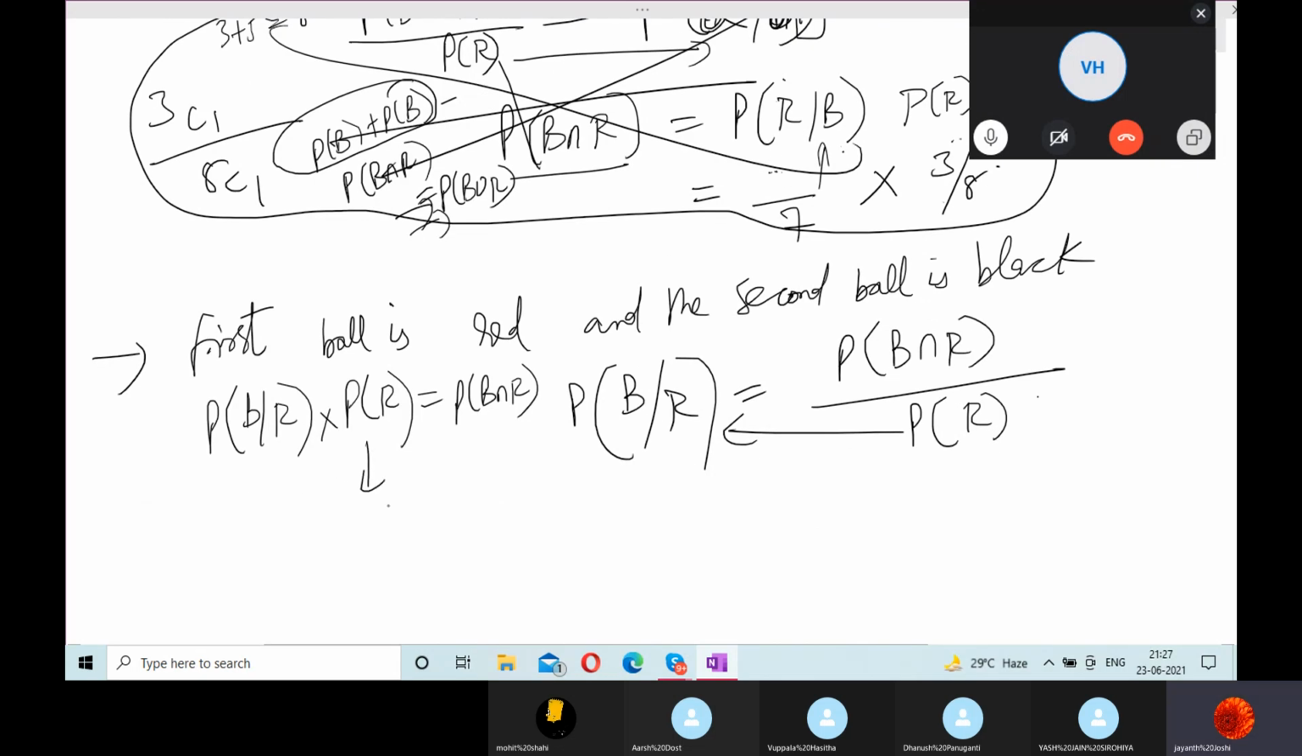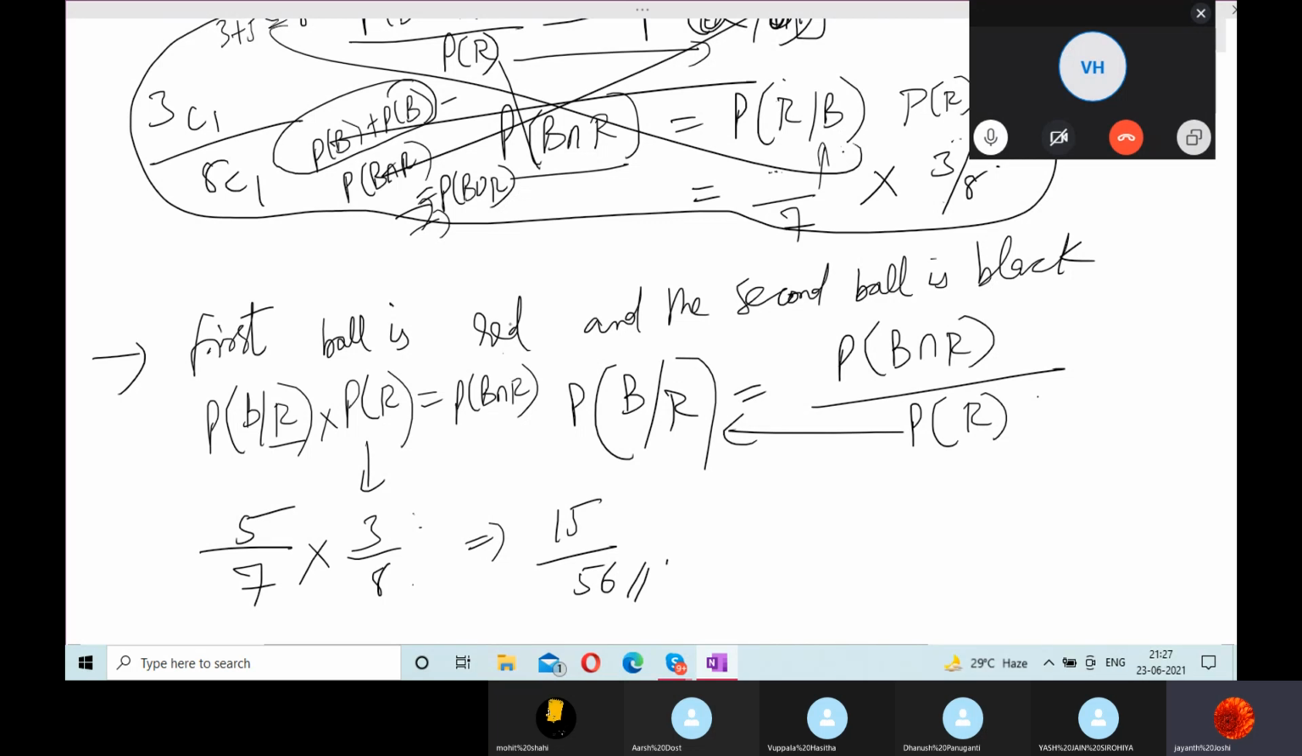Now probability of red ball, as we have already seen, there are how many red balls? 3 red balls. So 3 by 8, outcome by total outcome. And for the second ball, they have said the first ball is red, so one ball is already there. So leftover balls are 7. And the black ball, how many black balls are there? 5 black balls. 5 by 7. So the answer would be 15 by 56. All of you make a note of this.